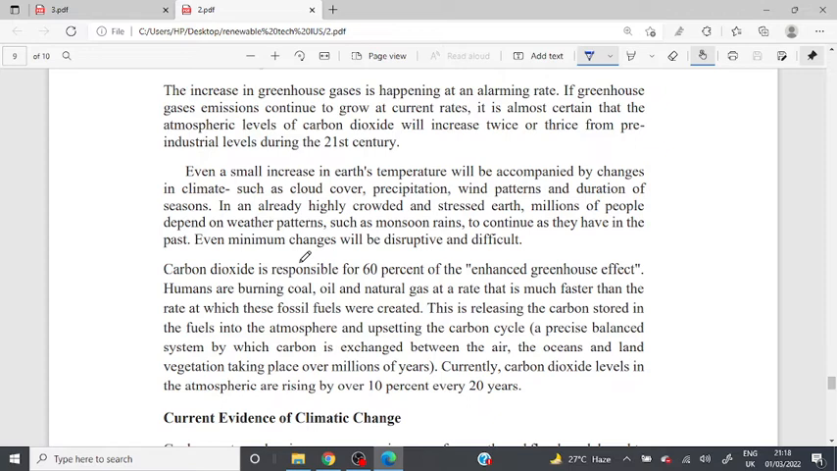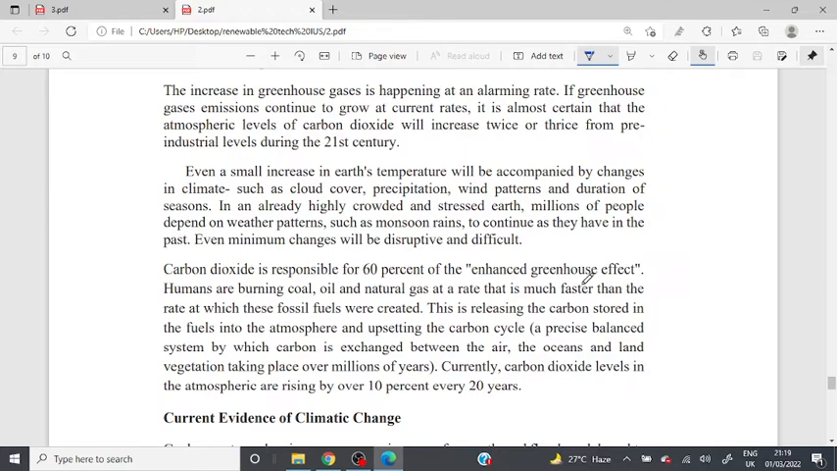We are burning fossil fuel and adding carbon dioxide to our atmosphere, and it takes a lot more energy to capture the carbon dioxide back from the atmosphere and do the whole process that took thousands of years naturally. To do it by technology or by humankind is a lot slower process. So the burning process is much faster, and the creation of fossil fuel is a lot slower. This is releasing the carbon stored in the fuel into the atmosphere and upsetting the carbon cycle.